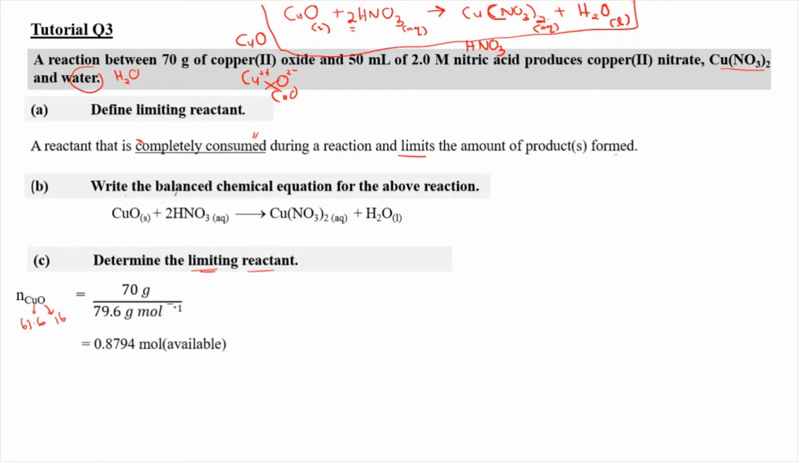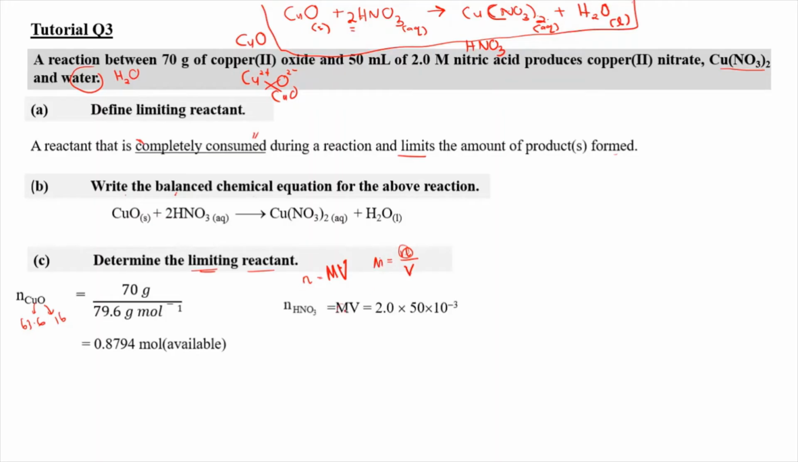And then you can also find the number of mole of the next reactant here, which is the nitric acid. So the number of mole of the nitric acid can be calculated using n equal to MV, because you know that it exists as an aqueous and it has a molarity. So the molarity is equal to the number of mole divided by volume. So the number of mole can be obtained by multiplying the molarity with volume. So n equal to MV.